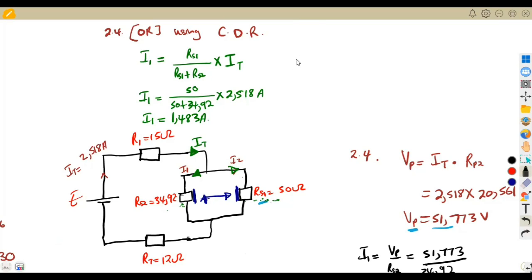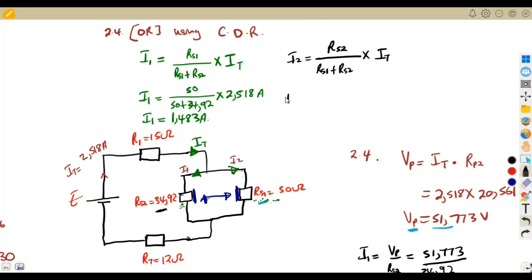The same if we are to calculate current 2. This time we are calculating this current 2, so you use the opposite resistor on top, the one that opposes where there is current 2. Use this one on top. So our formula is going to be RS2 now on top, and you add these two resistors, RS1 plus RS2, times our total current.